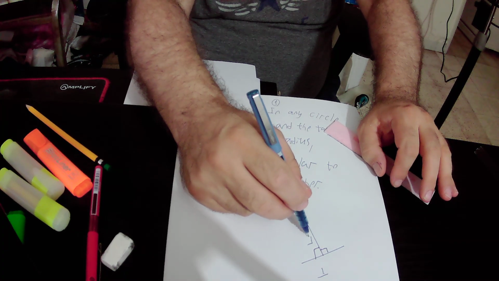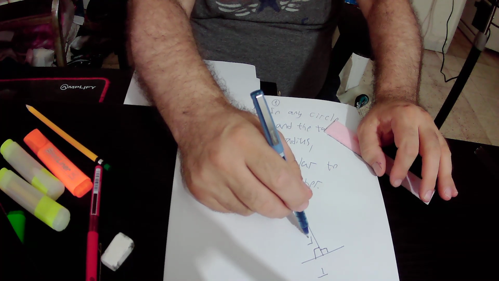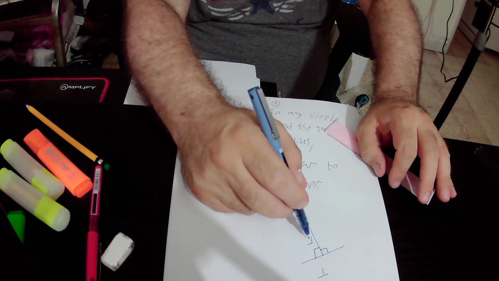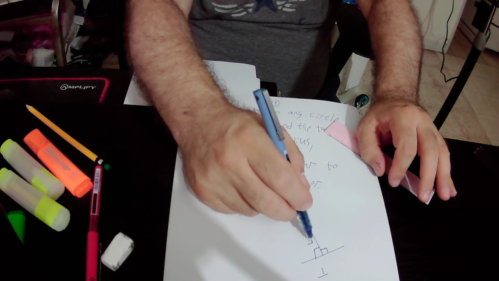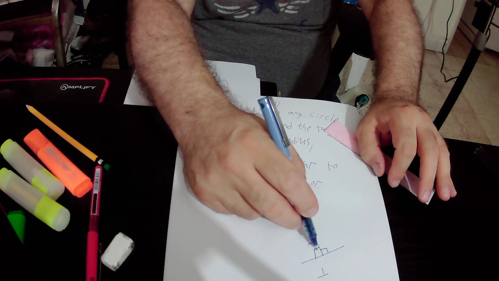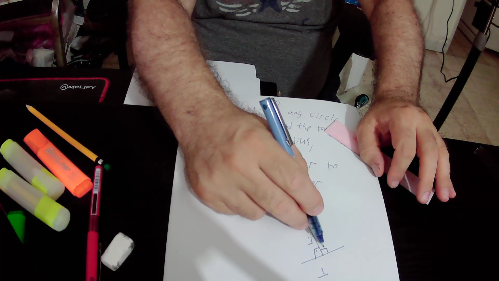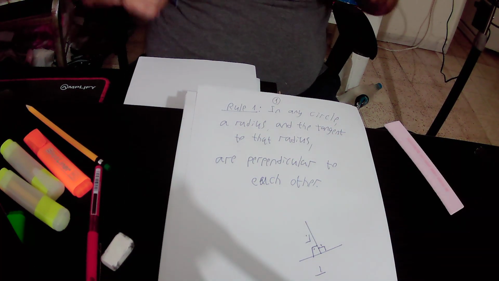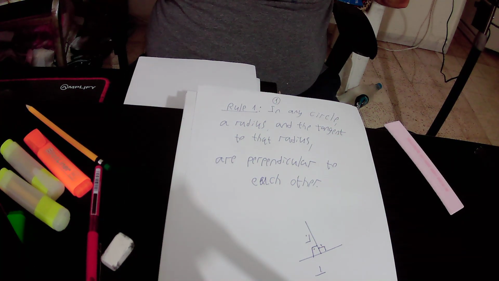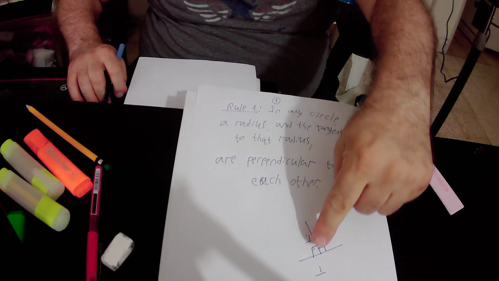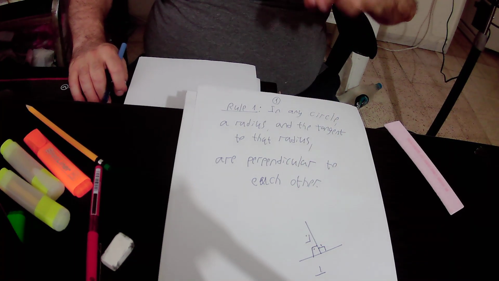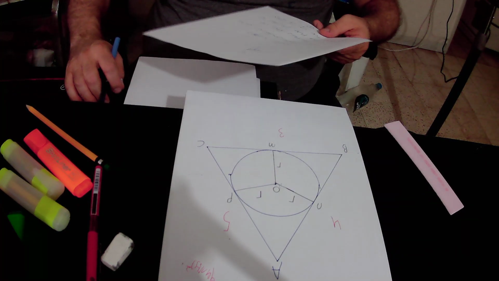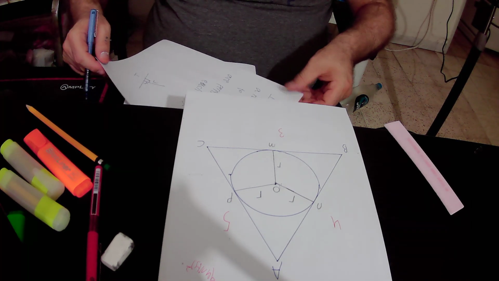The tangent of this radius is this straight line, and for that reason, this radius is perpendicular to its tangent. That is to say, this angle is 90 degrees and this angle is also 90 degrees. So in any circle, a radius and the tangent to its radius are perpendicular to each other. So actually we can implement rule number 1 in our circle.